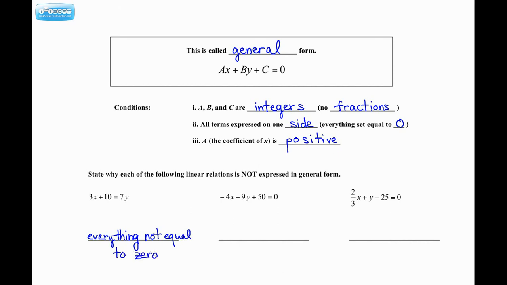The next one. This one is most likely to fool people, because there are no fractions. Everything is written on one side. The only problem with it, and it's so minor, but this number right here, the number multiplying x, it needs to be positive. So technically speaking, this is not quite general form. The x coefficient, the coefficient is the number in front, the x coefficient is negative.